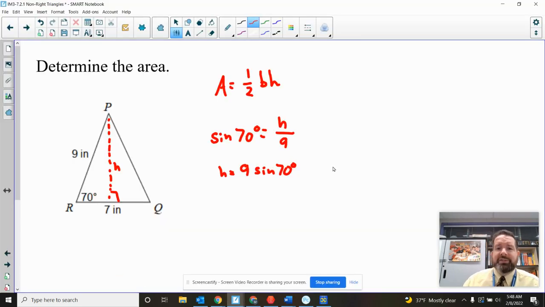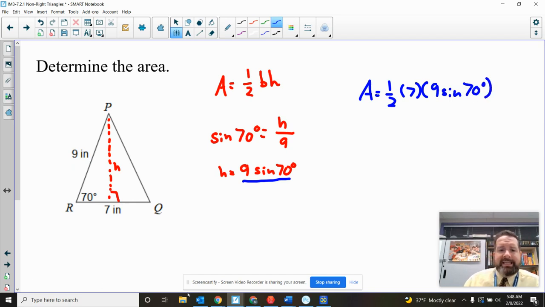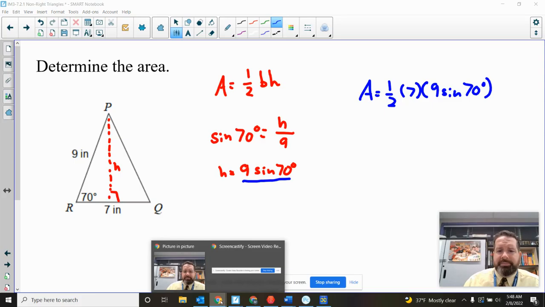So over here in my calculation, I'm actually going to leave it written just like this and put it all into the calculator at once. So area of the triangle now, 1/2 times the base, which is going to be the 7 inches on the bottom, times the height, which I'm going to leave written as 9 inches times the sine of 70 degrees. Throw all that into the calculator at once.